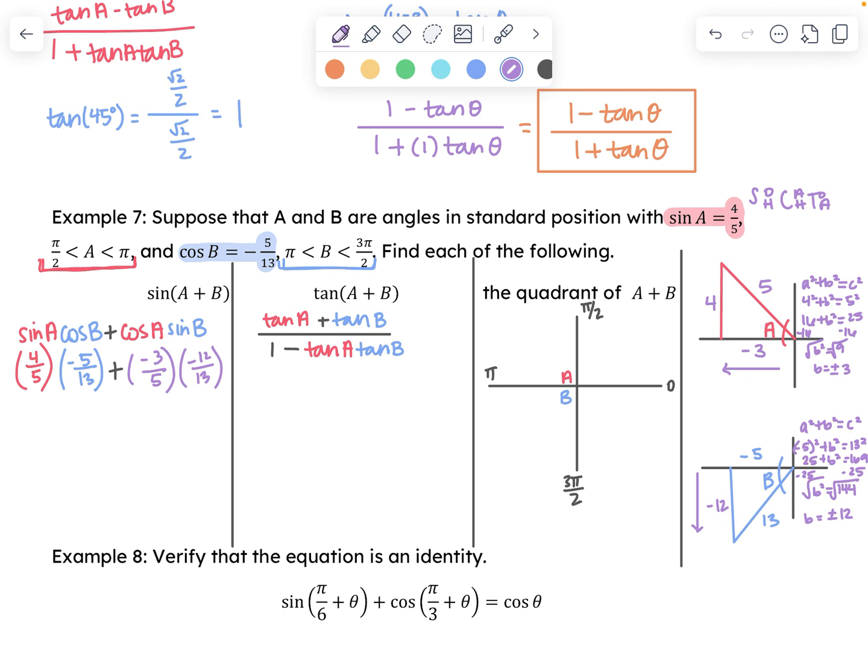And knowing all of that, I can now figure out what my sine of a plus b is. So I'm going to multiply first 4/5 times negative 5 over 13. 4 times negative 5 is negative 20. 5 times 13 is 65. Plus, over here, negative 3 times negative 12 is 36. 5 times 13 is 65. So negative 20 plus 36 is going to give me 16 over 65, and that would be the sine of a plus b.